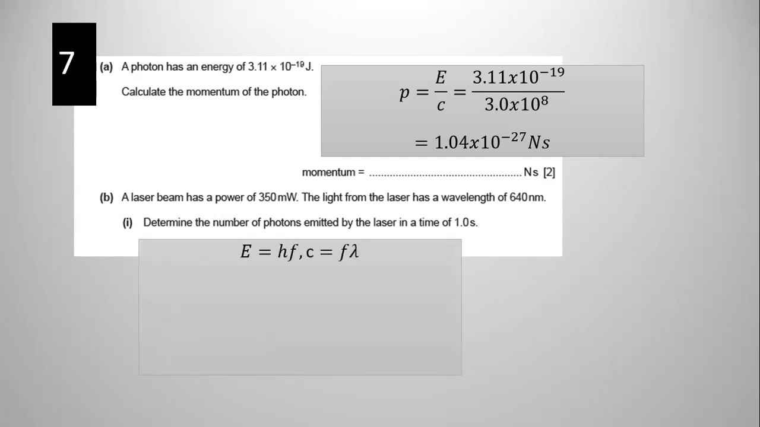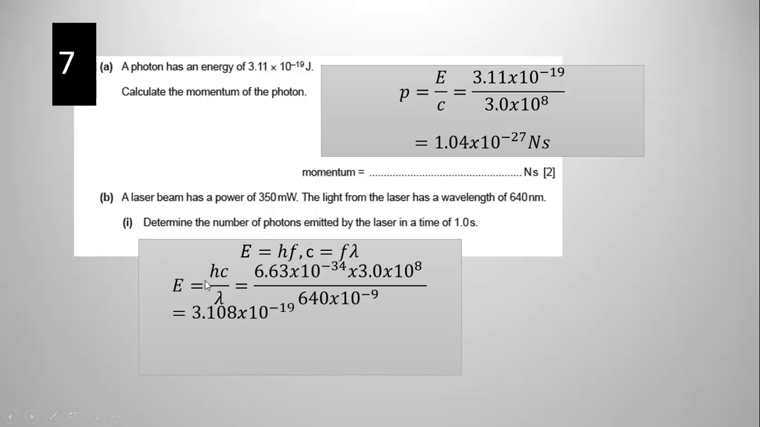These are the formulas. E equals hc over lambda. Calculate the energy by frequency or by wavelength. E equals hc over lambda. That's your h, that's your c, that's your 640, change to SI unit. Calculate out.